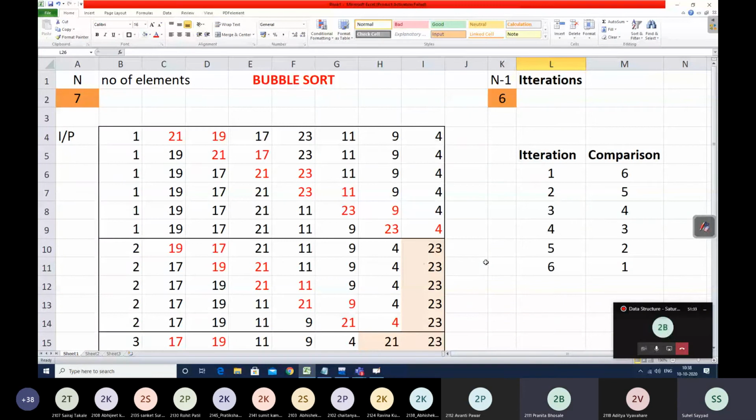10 numbers are there, so 9 iterations will be there. In the first iteration, how many comparisons will be there? 9 comparisons. Correct. First iteration, 9 comparisons. Second iteration? 8 comparisons. Correct. Third iteration? 7. 7, and so on. So I hope all of you have now understood.